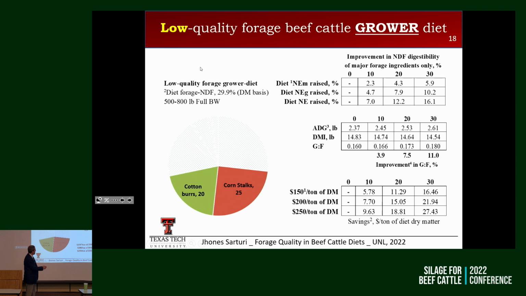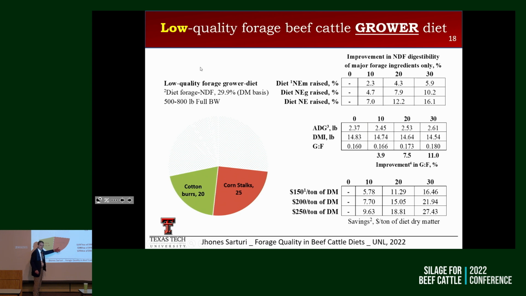So I use the gain efficiency here. Perhaps I could use feed conversion, which would be an easier way to look at it, but feed conversion is just the inverse of gain to feed, so it will be basically the same message. So efficiency in those animals improves by almost 4% up to 11% when we get to that extreme, where we raise by 30% the fiber digestibility of these two low-quality ingredients.